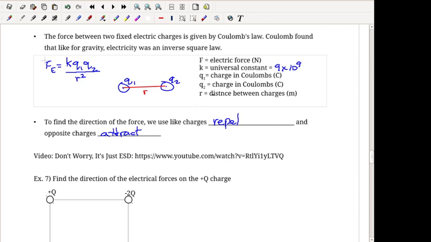Time for another video pause. Don't worry, it's just electrostatic discharge. In this video, there's a programmer who's going to be playing around with an electrostatic board. This is what happens in static electricity when you've rubbed your feet on carpet and then you touch a doorknob, or when you get out of a car. Sometimes you feel an electrostatic shock. When you get off a trampoline, you might feel an electrostatic shock. So go ahead and pause your video now. Take a look at the video. Don't worry, it's just ESD.